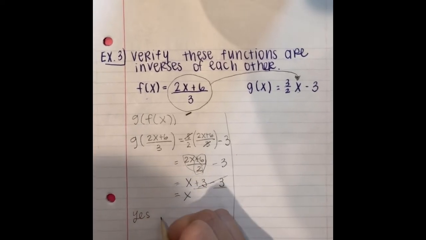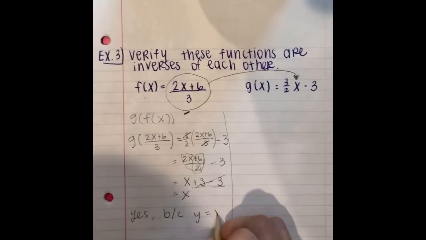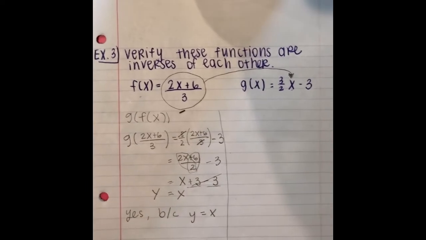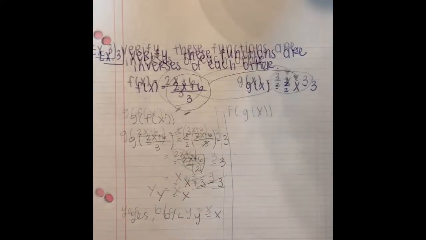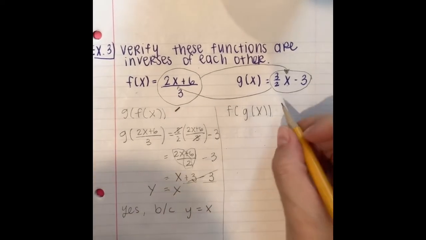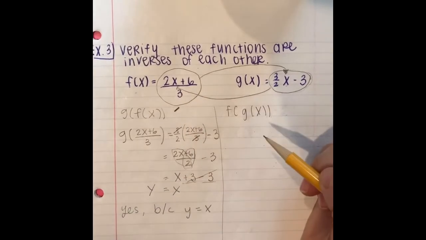So yes, because y equals x, right? G of f of x is just y. So we end up with y equals x. So they are inverse functions. Okay, so if we were to do f of g of x, then I'm plugging in the g function into the x value of my f function.